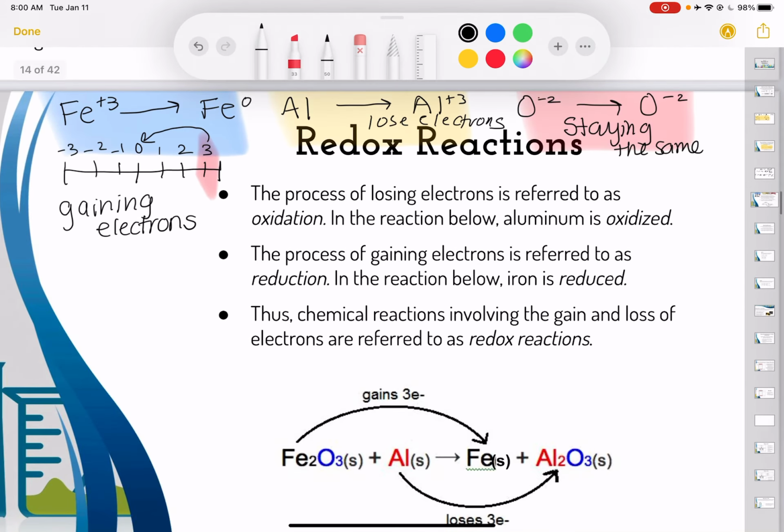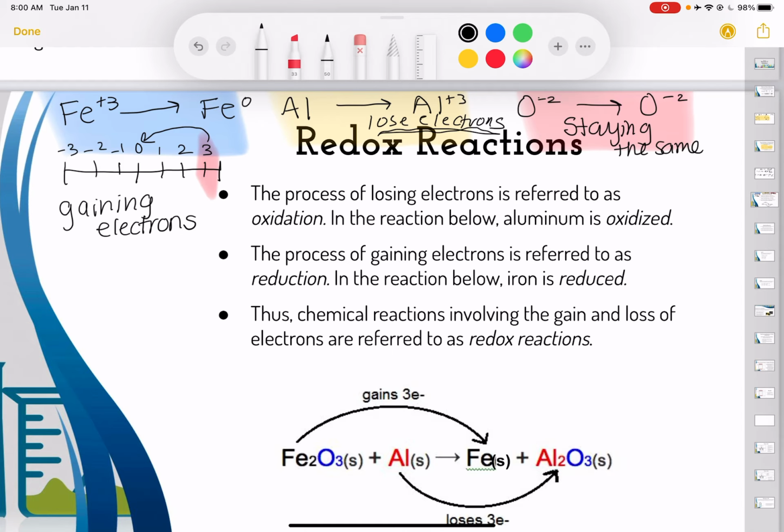So it says the process of losing electrons is referred to as oxidation. So the one that loses electrons is oxidizing. So in this case, that would be aluminum, right? And it tells you right here. In this reaction, aluminum is being oxidized. So the process of gaining electrons is referred to as reduction. And in this reaction below or above, iron is being reduced. Okay? So that's the one that gains electrons.